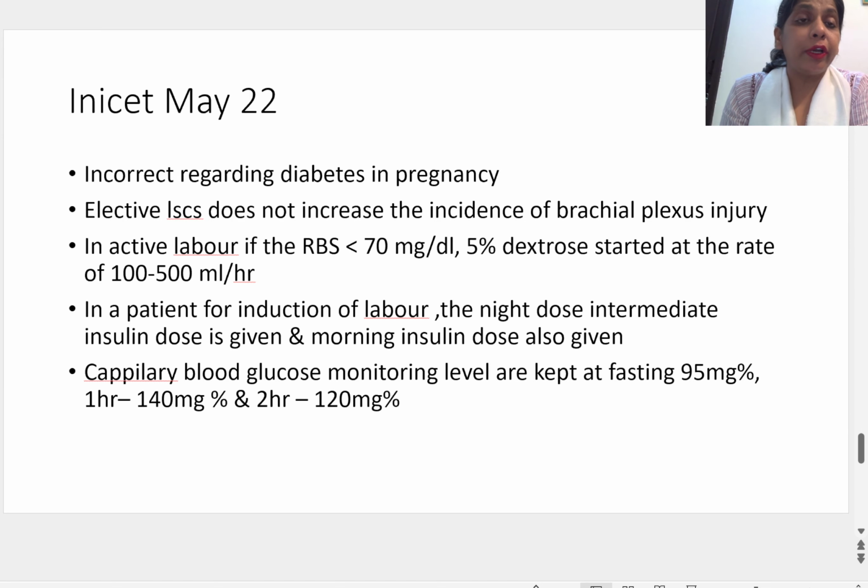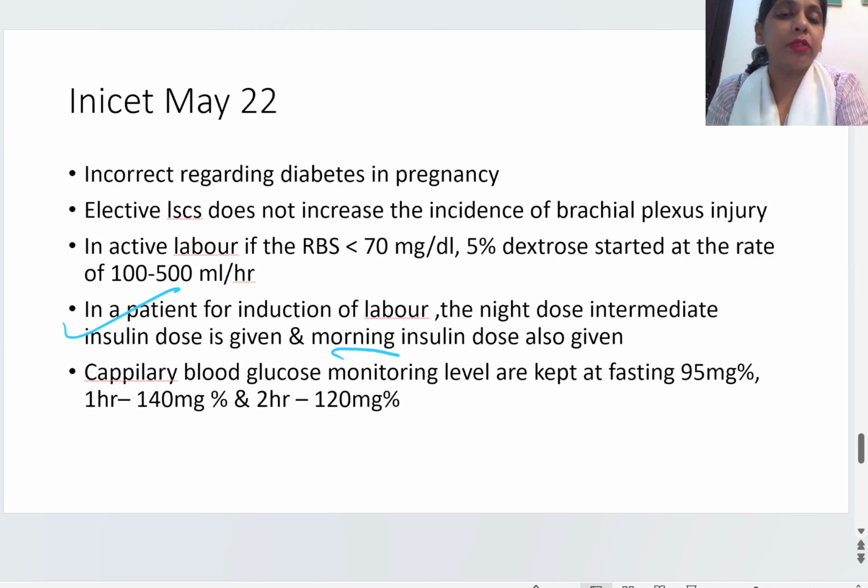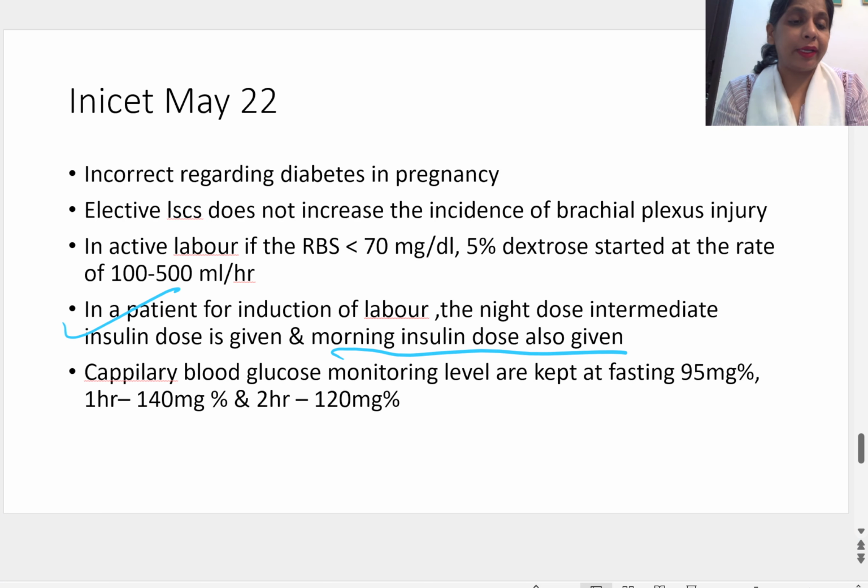Okay, in a patient for induction of labor, if we are going to take the patient tomorrow for induction, then we are going to miss the morning dose of insulin, because we know once the patient gets into labor, then the patient will suffer from hypoglycemia. So we are going to miss the morning dose. Night dose is given and the rest is about the monitoring levels. Monitoring levels are the same. So the incorrect answer here is this: morning insulin dose is given. No, it is not given. So that is all about the diabetes in pregnancy. Thank you.